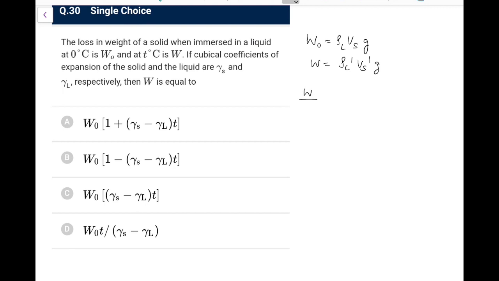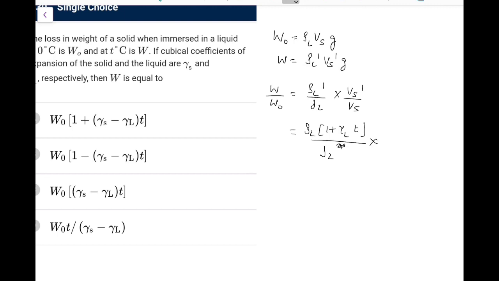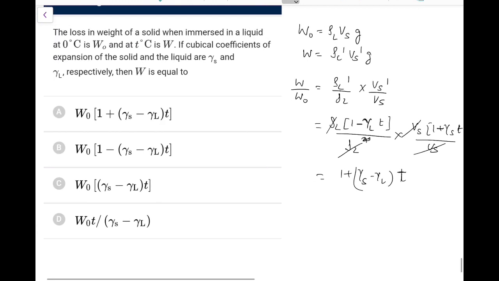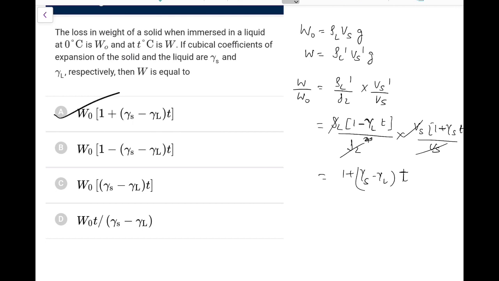So this W by W naught, if I divide, it would be rho L dash by rho L into Vs dash by Vs. Now rho L dash would be rho L upon 1 plus gamma L into T, and for the Vs, Vs dash would be, here not 1 plus, you remember it decreases, so my mistake, it would be Vs into 1 plus gamma solid T. So both things cancel, and because both are small, you can write it as 1 plus gamma S minus gamma L into T. So we are left with only one choice, which is option number A. Not a tough one to crack, you must have done such questions. So all in all, it was a calculator one.